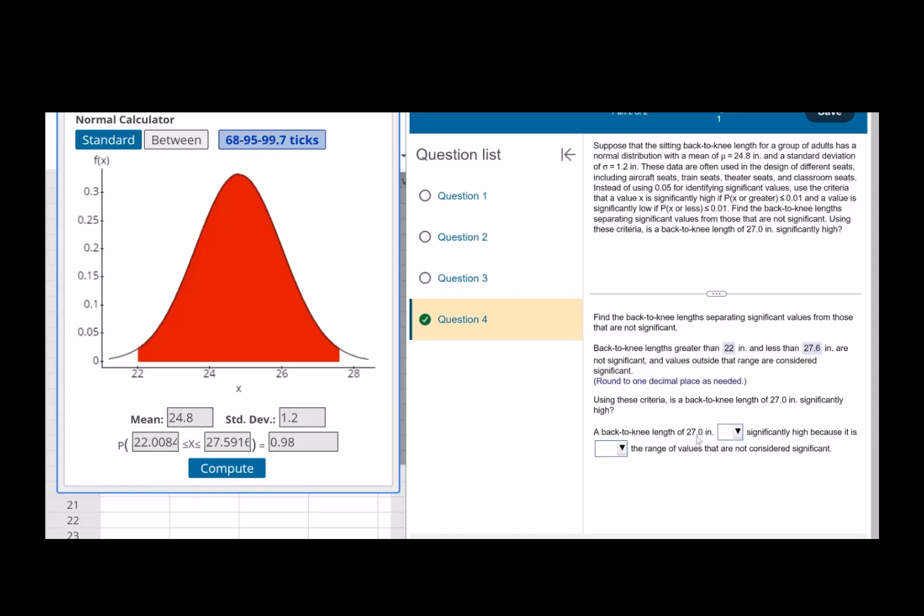And now a back-to-knee length of 27 inches. 27 inches is between 22 and 27.6, so it is not significantly high because it is inside the range of values that are not considered significant. Anything in here is not significant. These ends are the significant part.